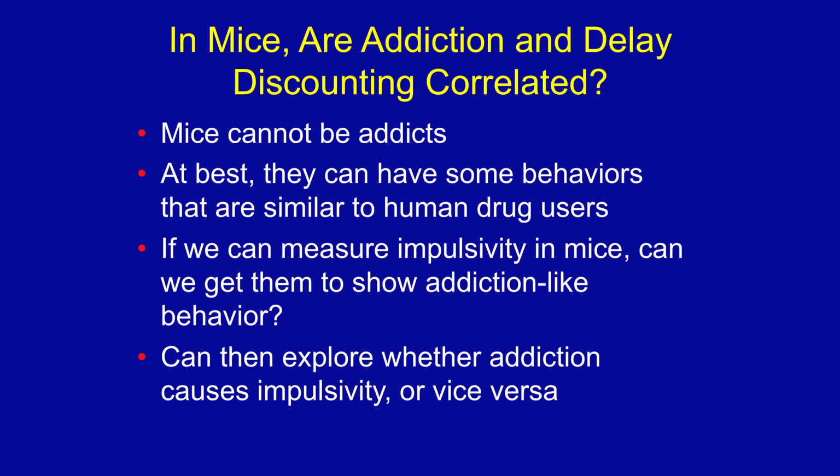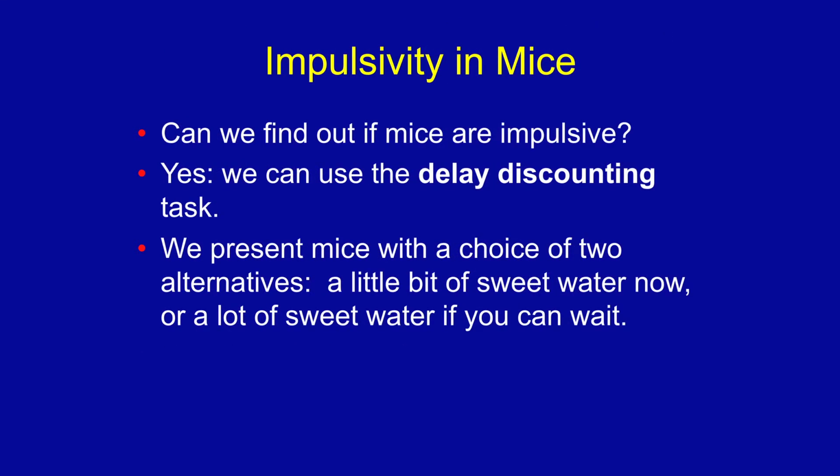So can we measure these concepts in mice? And if so, why would that be important? We can actually measure whether mice think about the future with a task very much like I played with the money, except, of course, mice don't really care about money. So we give them a chance to drink a saccharin solution.